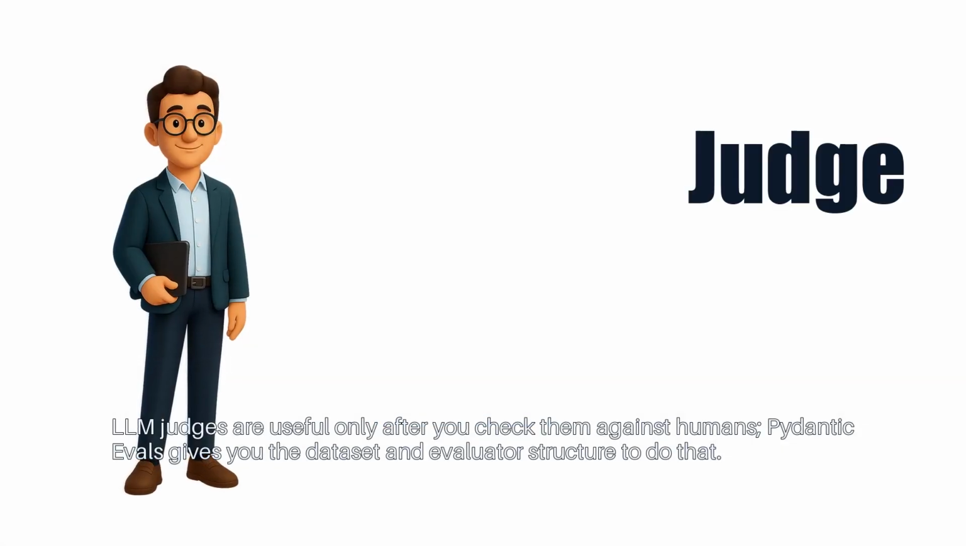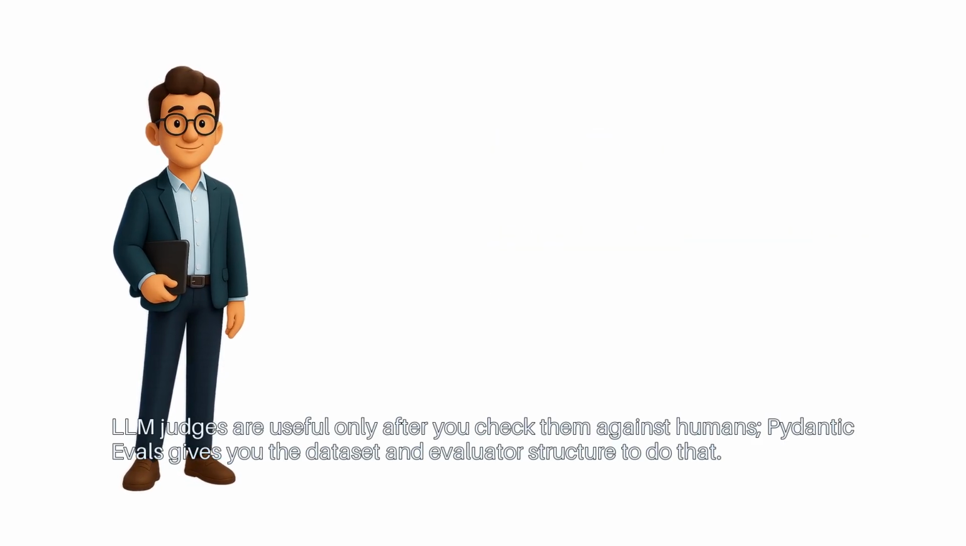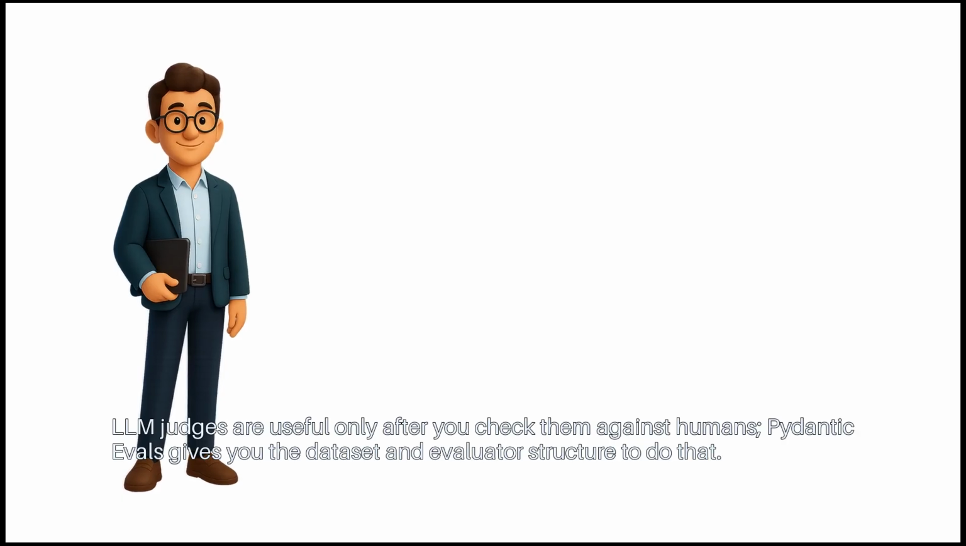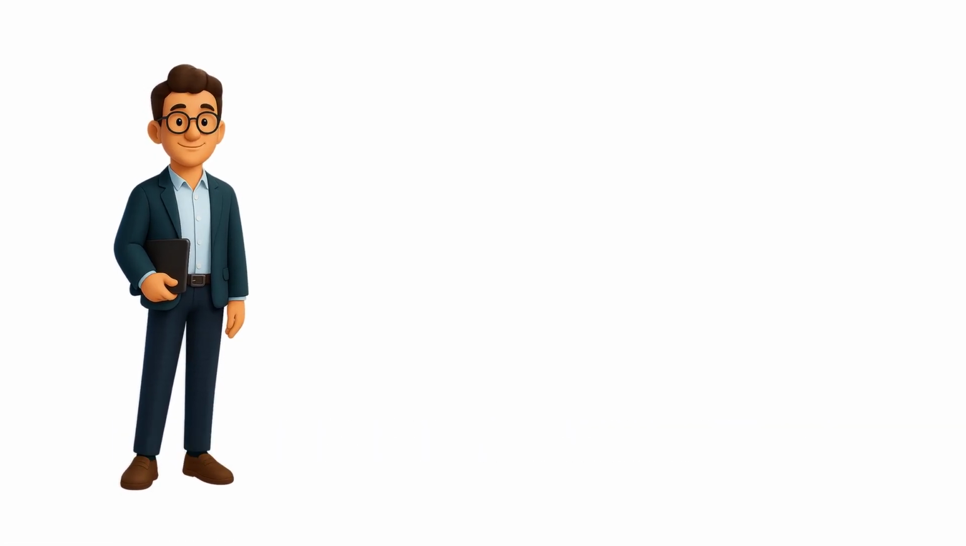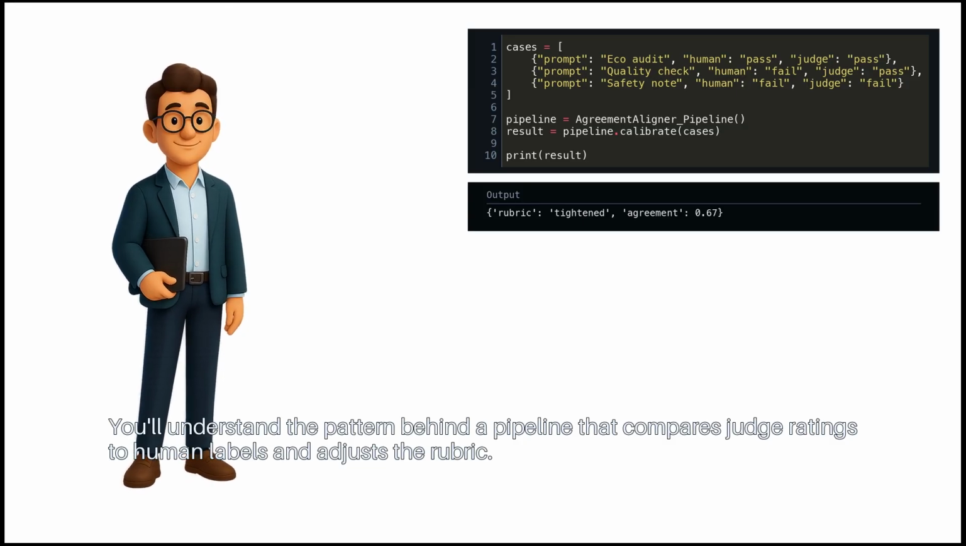LLM judges are useful only after you check them against humans. Pydantic Evals gives you the dataset and evaluator structure to do that. You'll understand the pattern behind a pipeline that compares judge ratings to human labels and adjusts the rubric.